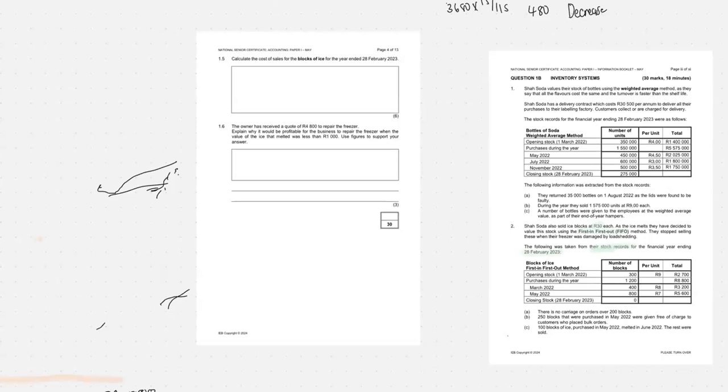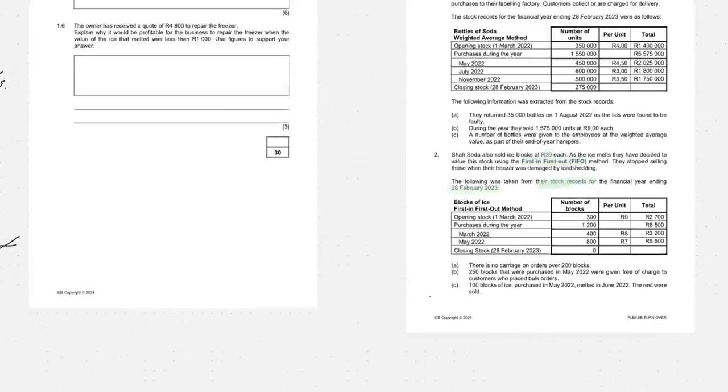We're given this information. They have the opening stock, the purchases, and the closing stock, which is 0. Then for A, they're telling us that there's no carriage on orders over 200 blocks. And then 250 blocks that were purchased in May 2022 were given free of charge to customers who placed bulk orders. So we made donations of 250 blocks, like we gave them away.